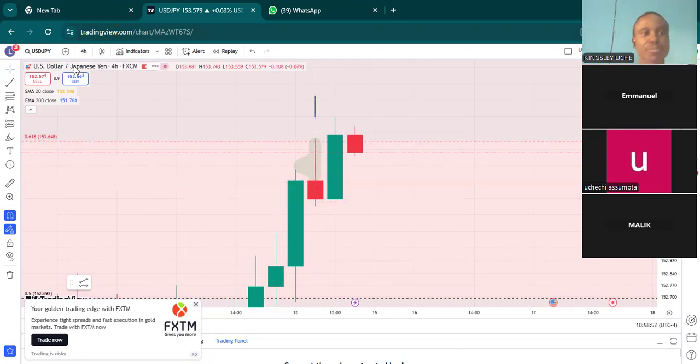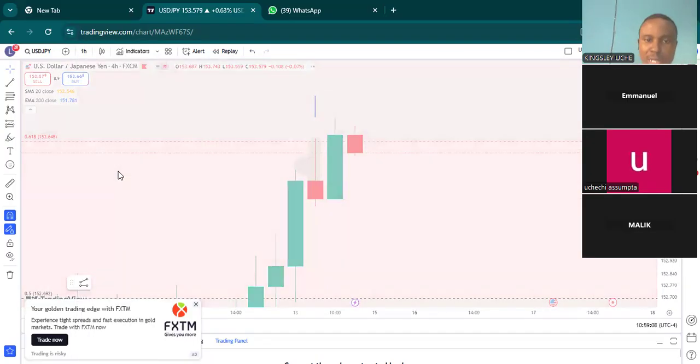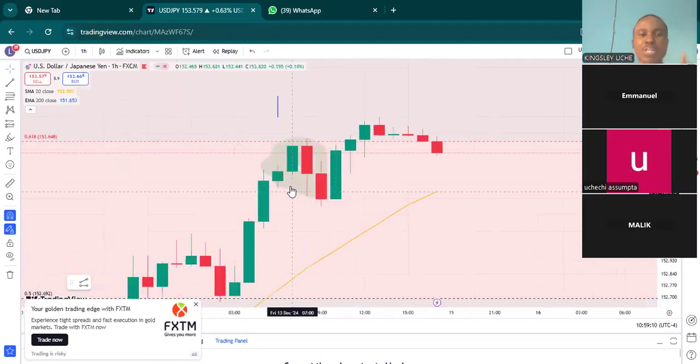On the second step, we need to go to the 1 hour time frame. That's the second step of the second phase of my strategy. We need to go to the 1 hour. Now we need to count.